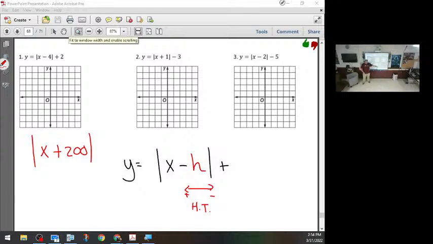If they say +5, I go left 5. If they say -5, I go right 5. Inside the grouping is bass-ackwards land. But outside the grouping is regular land. And that tells me go up or down. That's my vertical translation.